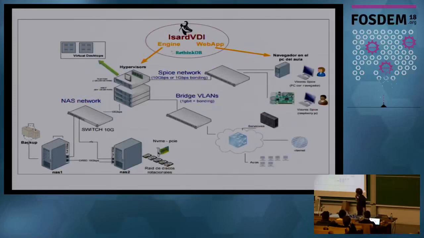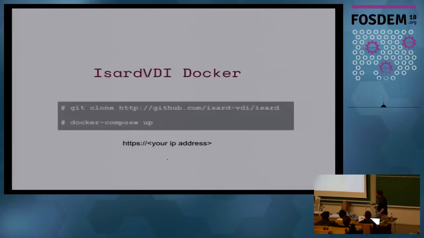More or less, what we have now is something like that, where we have those two NAS servers, and we have the hypervisors that will run the virtual desktops. And on clients, we have different kinds of access: laptops, Raspberries. We have different kinds of clients and connections.